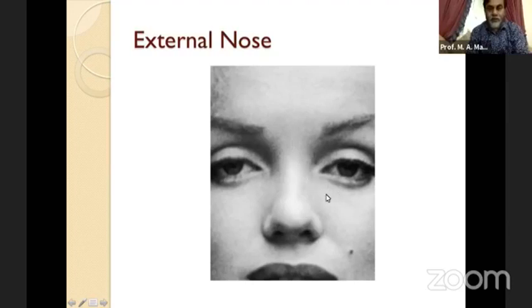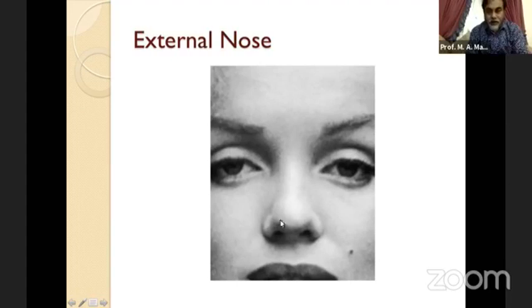And from here, from the maxilla, the frontal process of maxilla is coming up here. So the external nose, the bony part, consists of two nasal bones and the frontal process of maxilla. These are the bony part.